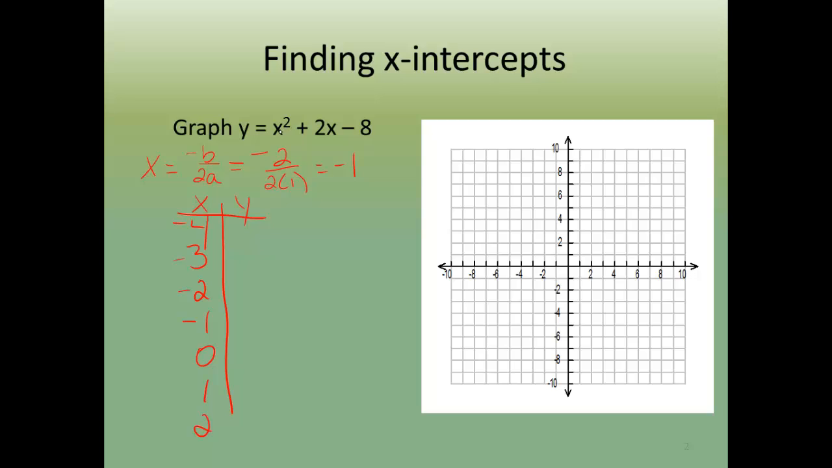If I take negative 1, I get 1 minus 2 minus 8. That's negative 9. If I plug in 0, I get negative 8. And so by symmetry, I can keep building it. Plug in 1, I get 1 plus 2 minus 8. That's negative 5. And if I plug in a positive 2, I get 4 plus 4 minus 8. That's 0. We go ahead and plot those points to get our parabola.